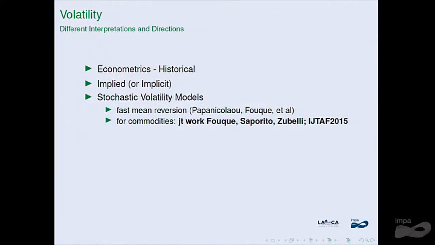I'm going to pick a few names. Of course, I showed you the first, the econometric vision of the volatility. Then I discussed the implied volatility. One has the stochastic volatility models, with fast mean reversion, which leads to a very nice body of theory developed by George Papanikolaou, Jean-Pierre Fouque, Sircar, Solna, and collaborators. In the case of commodities, I had the pleasure of working with Jean-Pierre and Yuri on this topic, and this was one of my happy moments trying to go along these stochastic volatility models.